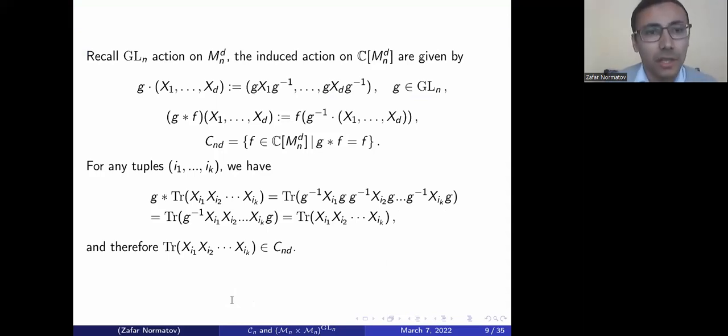Now we recall the GL_n action on the direct product. The induced action on the algebra of polynomial functions is given by this formula, and C_{n,d} can be written as follows. For any tuples, we have the following equality. Therefore, the trace belongs to C_{n,d}.